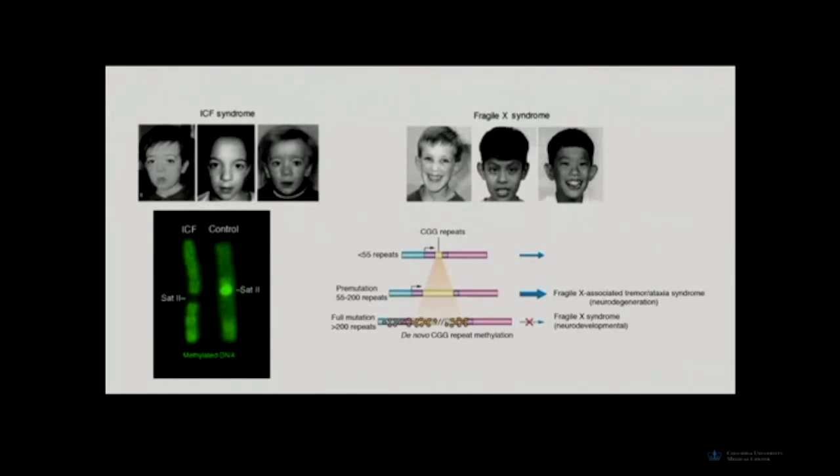Now, it's important to point out that it's the methylation that causes Fragile X syndrome, because some individuals have the full expansion, greater than 200 repeats, but are not methylated, and these individuals do not have Fragile X. So it's the methylation of this gene that causes Fragile X syndrome, not the triple repeat expansion itself, as is causative in most other triple repeat expansion disorders.